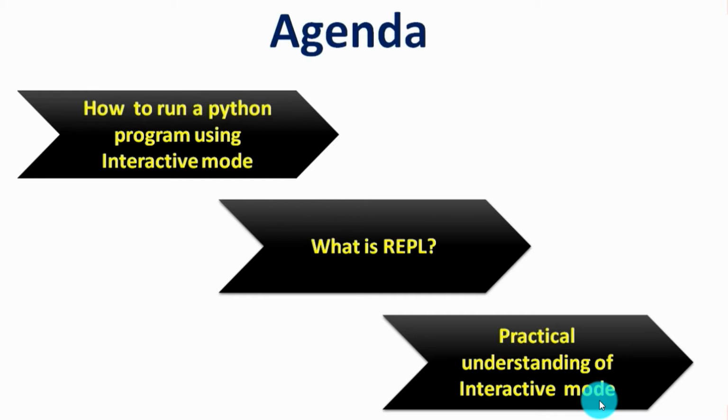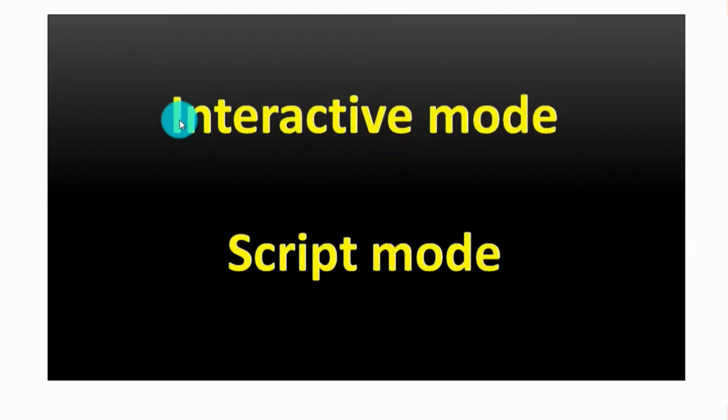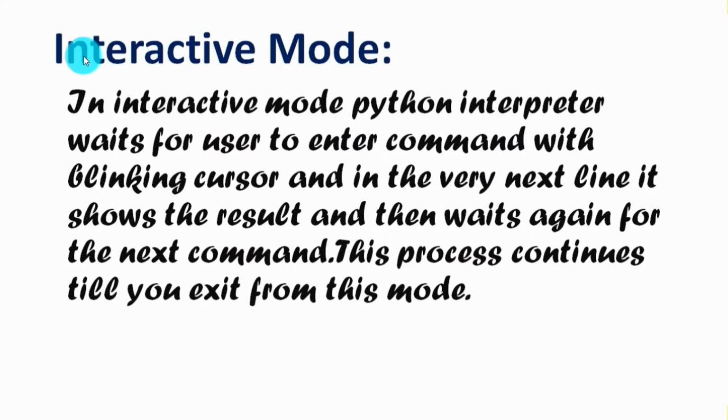Basically, we can run a Python program using the following approaches. The first one is interactive mode and the second is script mode. So first of all, let's see what is interactive mode. In interactive mode, the Python interpreter waits for the user to enter a command with a blinking cursor, and in the very next line it shows the result and then waits again for the next command. This process continues till you exit from this mode.